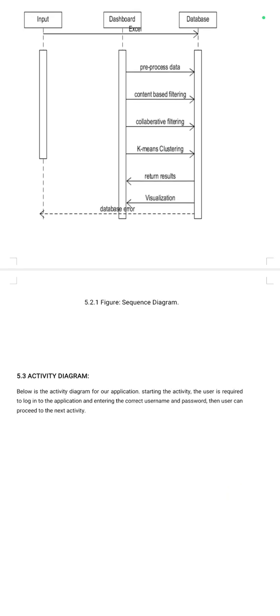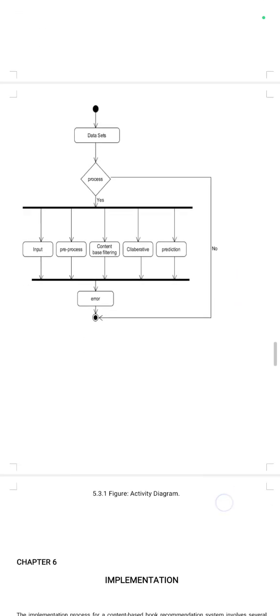In the activity diagram, it shows the activity: the user is required to log in to the application, and enter the correct username and password, then it can be processed to the next activity.